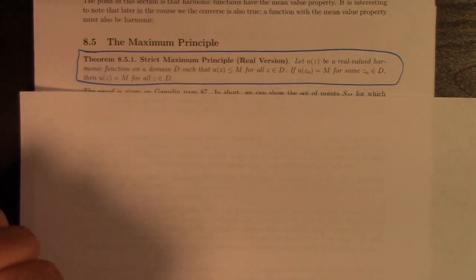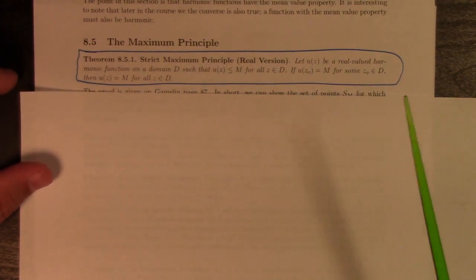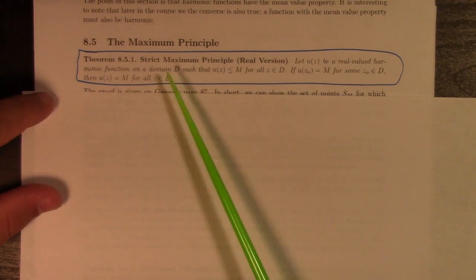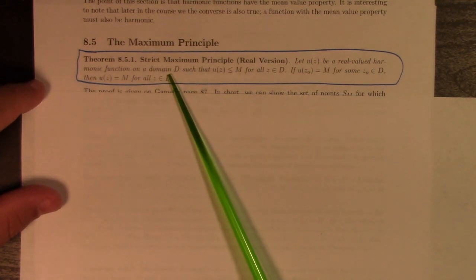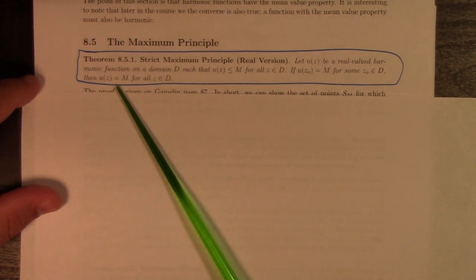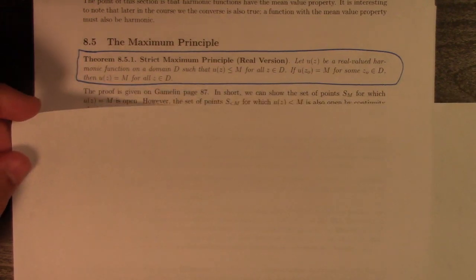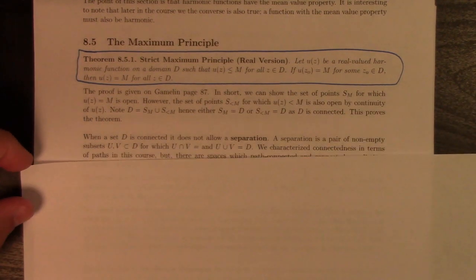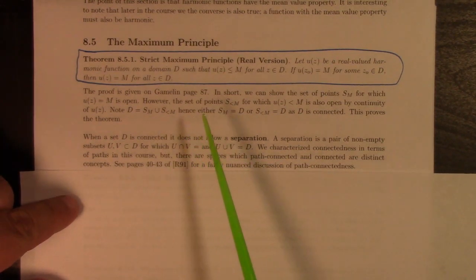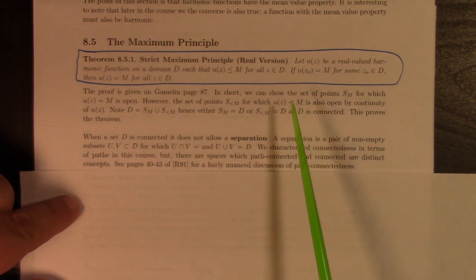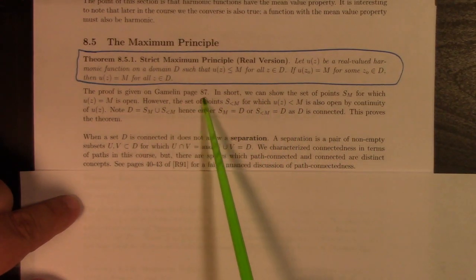Okay, so in other words, if a harmonic function attains its maximum somewhere in a domain, which remember is an open connected set, right? Then that means it has to stay at that maximum the whole time for every point in D. Now this is the proof that I was alluding to earlier in the course that involves the other notion of separation. And I'd be happy to go through it in my office hours in more detail if you'd like to see it. Proof is on Gamelin's page 87.